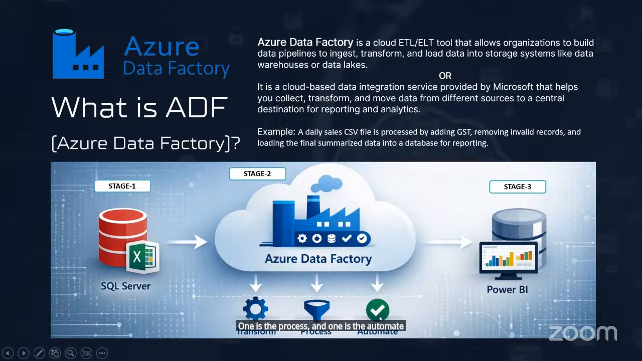Means just loading the goods into the trucks. How you are going to load it, that's the transformation part. And which shelf the product will go where and all these things, that comes under process. And when you will start running the truck, that's the automate process.